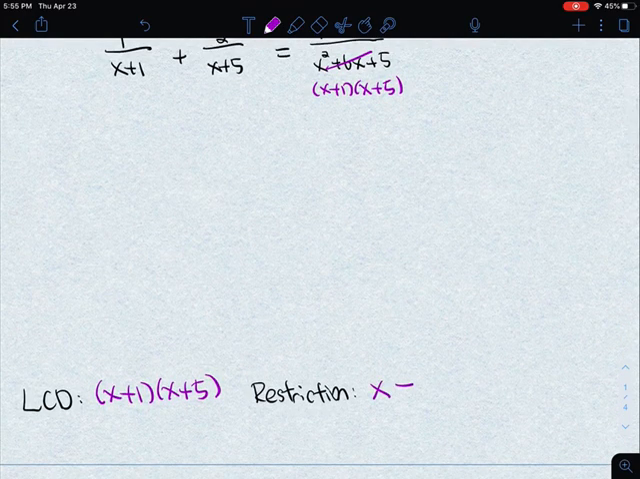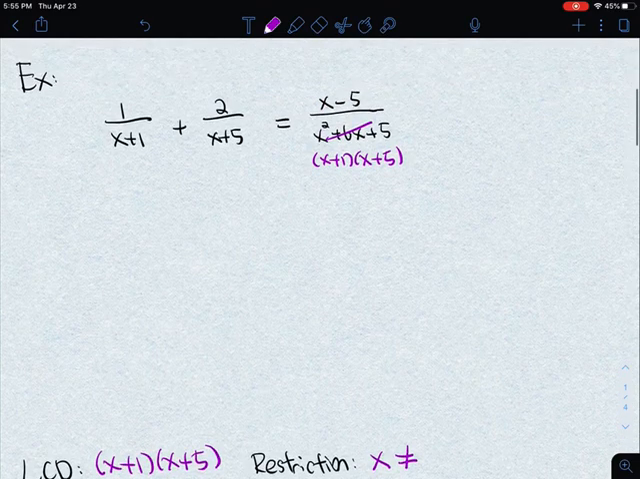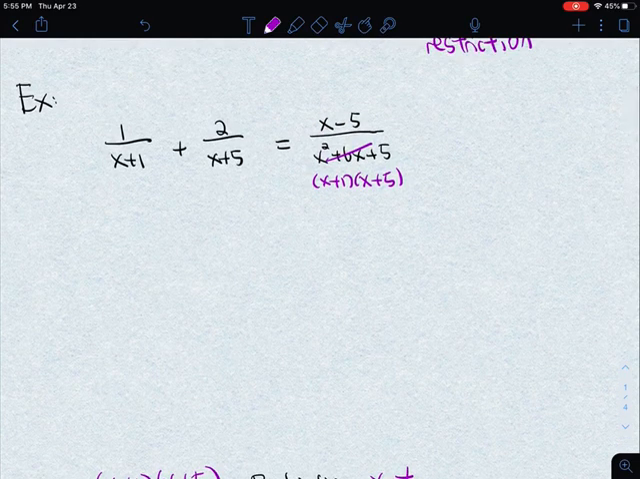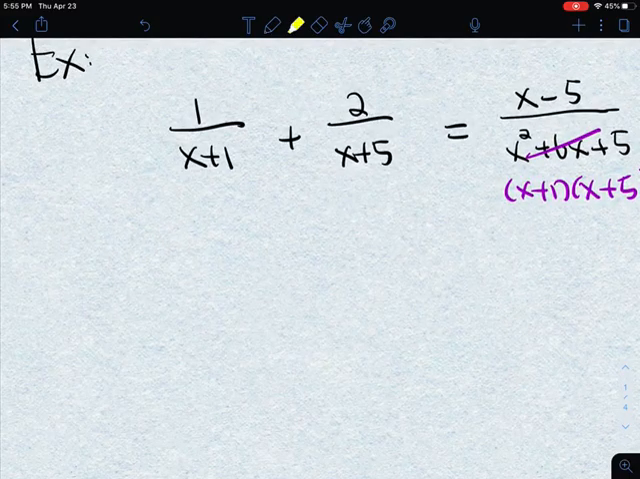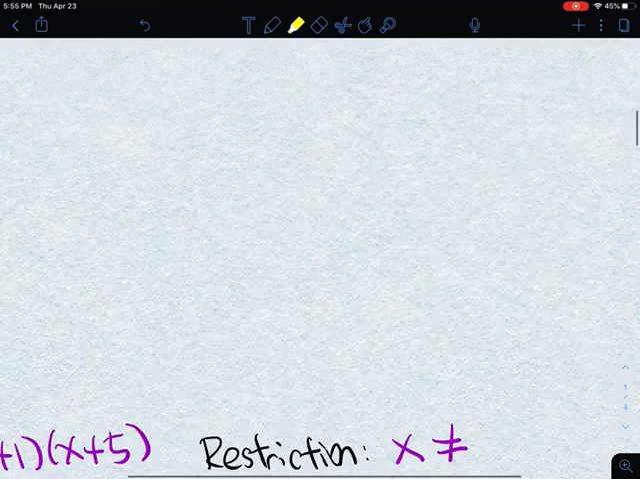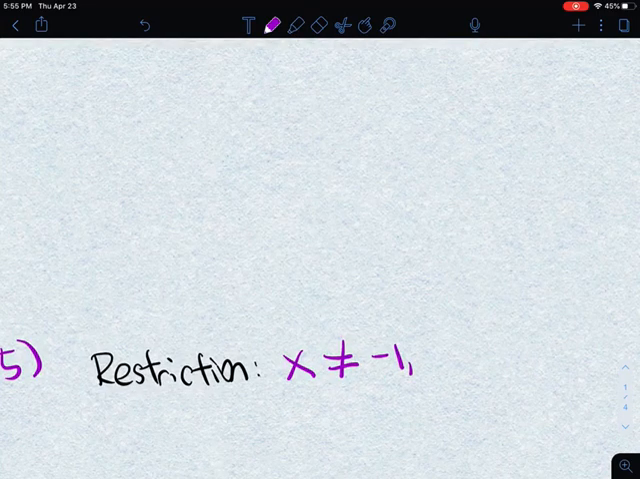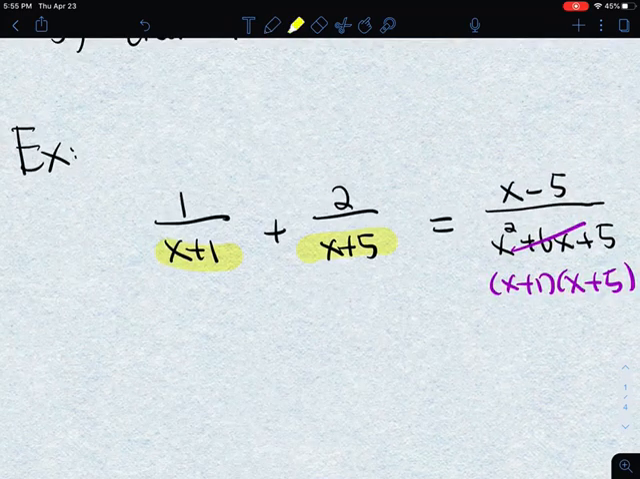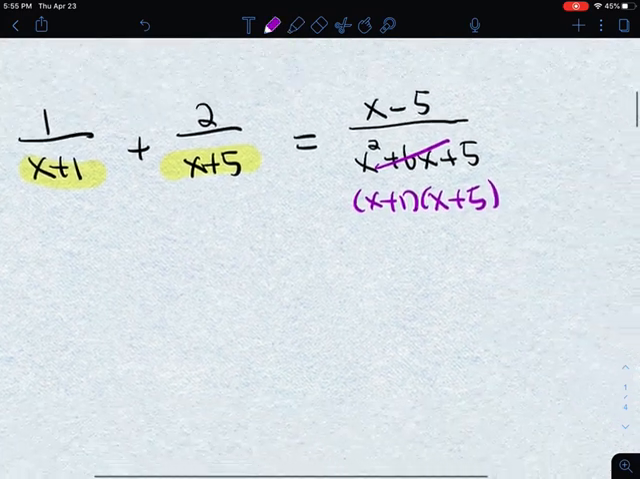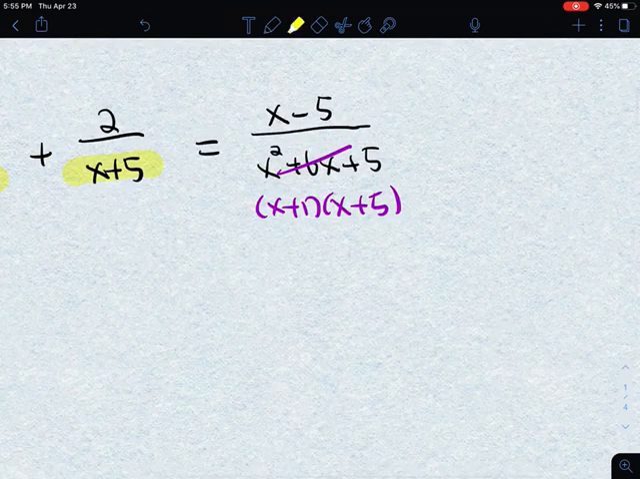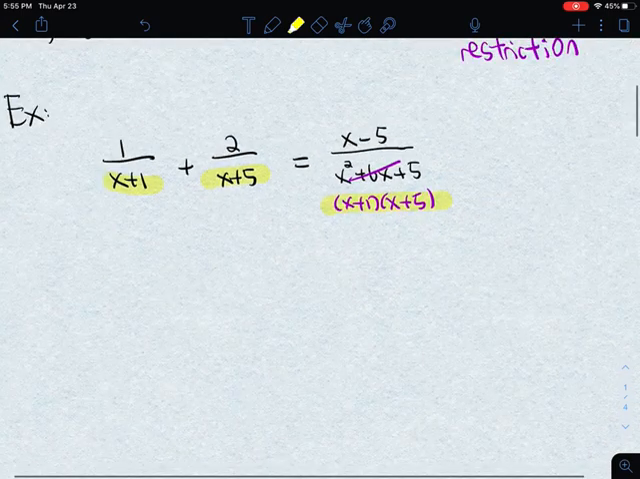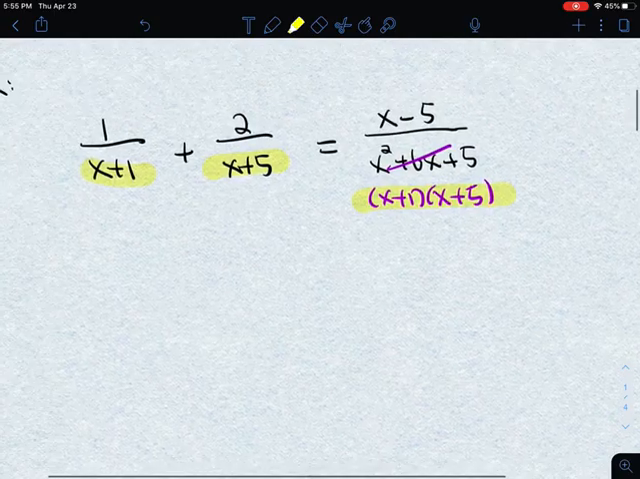And then step 2 says the restriction. So you want to find the values of x that will make my denominator equal to 0. Well, here it's x plus 1. So what value of x will make that equal to 0? Well, that's going to be negative 1. So here x cannot be negative 1. And then how about over here, x plus 5? What value will make that 0? Well, that will be negative 5. And then lastly, this one over here, same thing. That's going to be negative 1 and negative 5. But we have those already, so I think we're good to go.